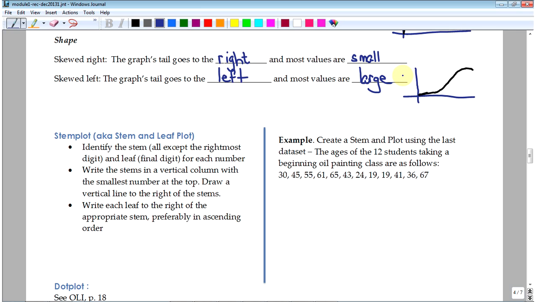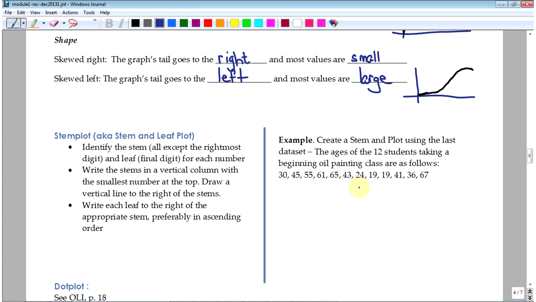So let's go through how to create a stem plot. So first we want to identify the stem, and the stem is all except the rightmost digit. All except the rightmost digit. So the 3 and 4 in 55, the 6 in 61, the 6 in 65, all of those numbers would be part of the stem. The leaf is going to be the final digit in each number. Okay, so we want to write the stems in a vertical column with the smallest number at the top. Then we're going to draw a vertical line to the right of the stems.